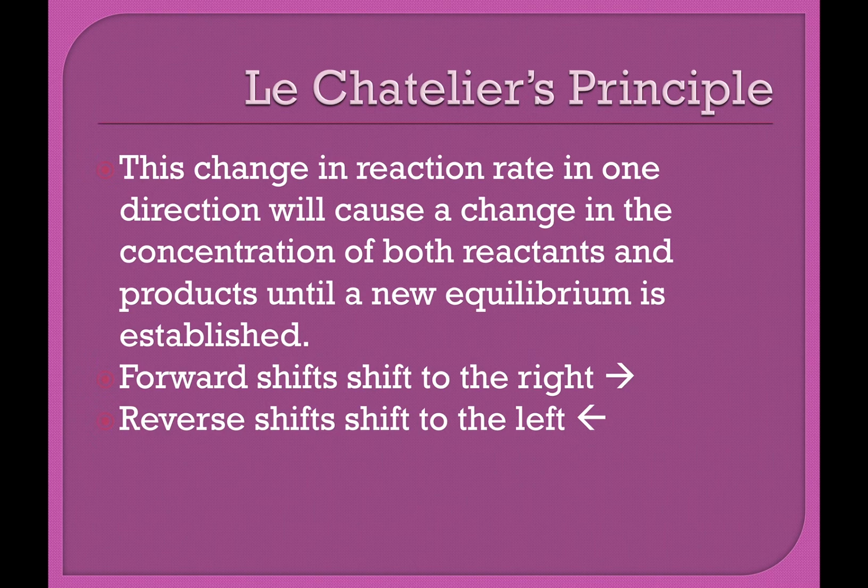Now, a change in reaction rate in one direction, forwards or reverse, will cause a change in the concentration of both reactants and products until we get a new equilibrium established. This is going to change the amounts of reactants and products. Remember, the amounts don't matter for equilibrium. What matters for equilibrium are the rates. Now, a forward shift will be a shift to the right, and a reverse shift will be a shift to the left. Forward shift meaning the forward direction or forward reaction, reverse shift being in the reverse direction or the reverse reaction. That's a little bit of background for where we're going today.